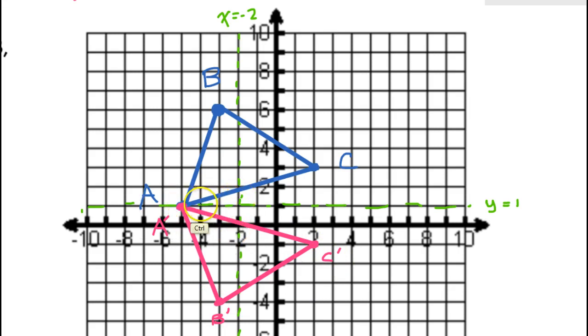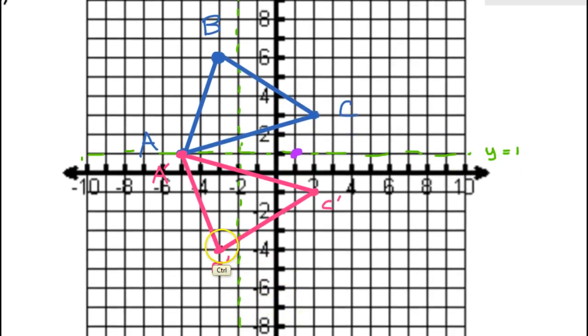A prime is 3 units to the left of the line, so I need to go 3 units to the right. So this will be A double prime. Let's see. Point B prime. B prime is 1 unit to the left, so that means I need to go 1 unit to the right. This will be B double prime. Now point C. Point C is 4 units to the right, so its image will be 4 units to the left. So this will be C double prime.